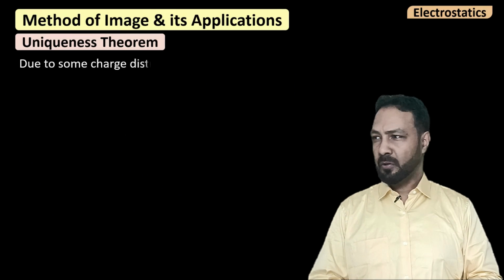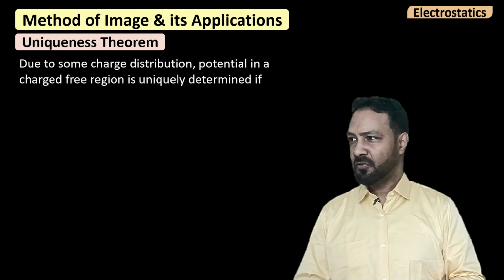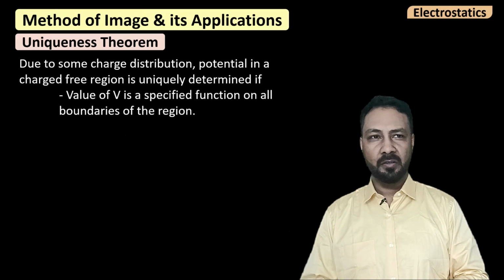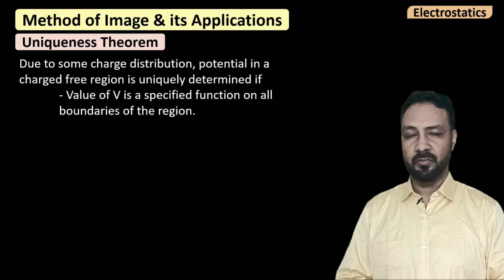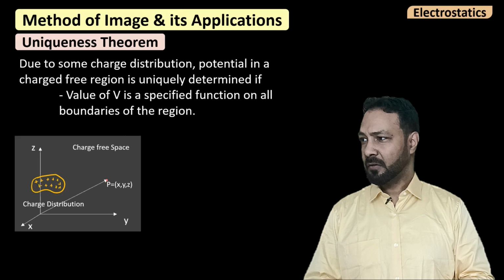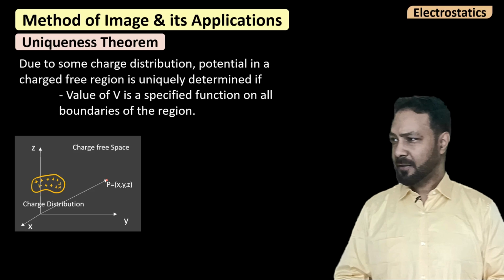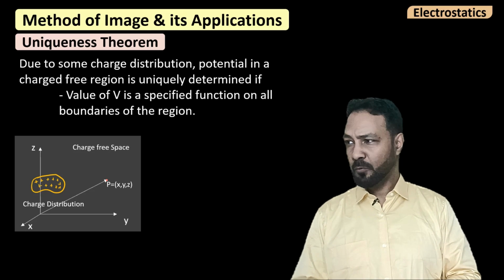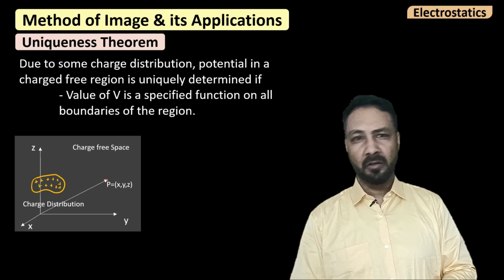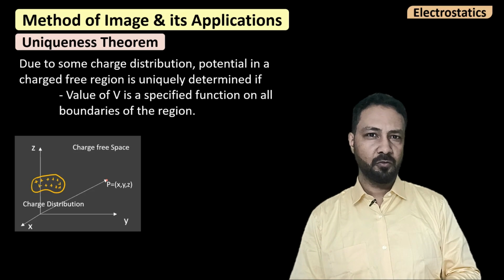So what does the uniqueness theorem state? It states that due to some charge distribution, the potential in a charge free region is uniquely determined if the value of V, the potential, is a specified function on all boundaries of the region. Suppose I have some charge distribution and I want to find potential at a point P in charge free space. The charge distribution is very complicated, and I cannot find potential by integration of k dq by r. So that is a problem.